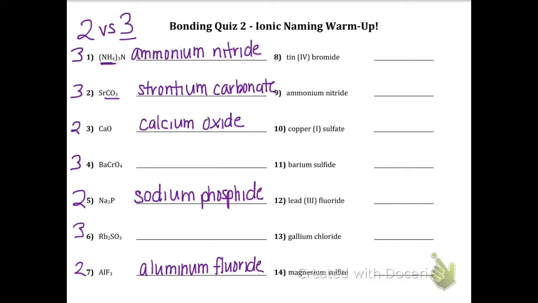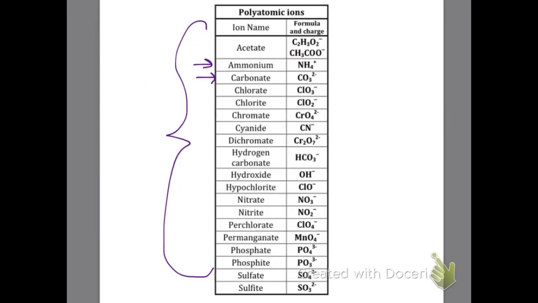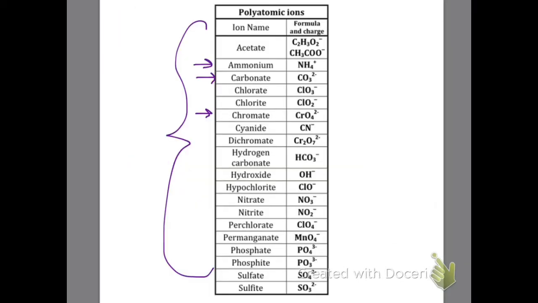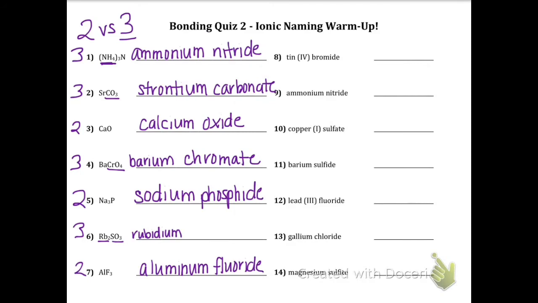Over here, Ba is barium. That CrO4 is right here. That's chromate. Here, Rb is rubidium. SO3, if we look over here, is right there, which is sulfite, not sulfate, so be really careful. Sulfite.